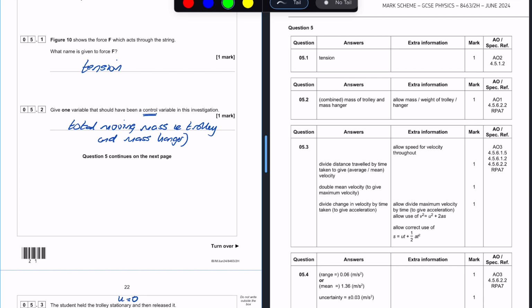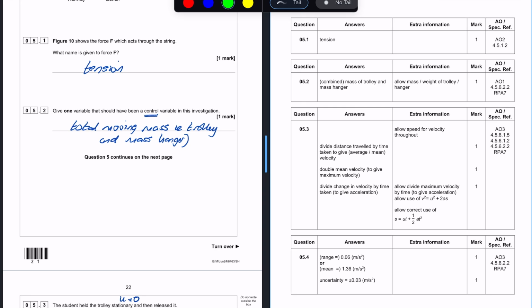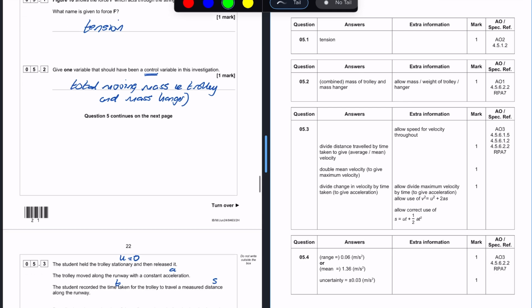5.2, give one variable that should have been a control variable in this investigation. In other words, one thing you kept the same. And to prove that you're higher tier students, you need to remember that the total moving mass, i.e. the trolley and the mass hanger, is kept the same. And if you look over on the right hand side here, you'll see that that is given there. The mass of the trolley and mass hanger is kept the same. Sometimes they might change the mass and see how that affects it. That's an inversely proportional relationship, but we'll come back to that some other time. You can ask me about that in lessons.